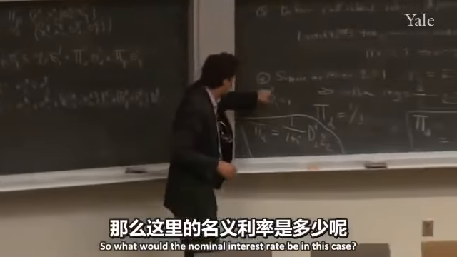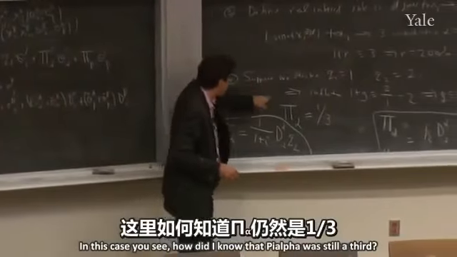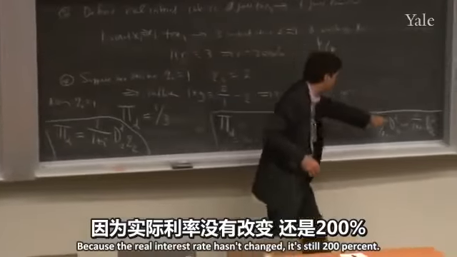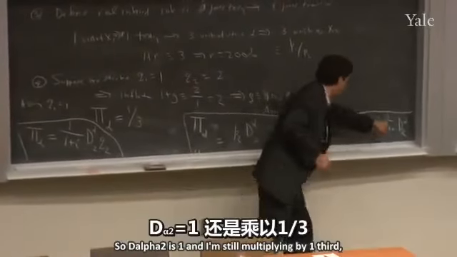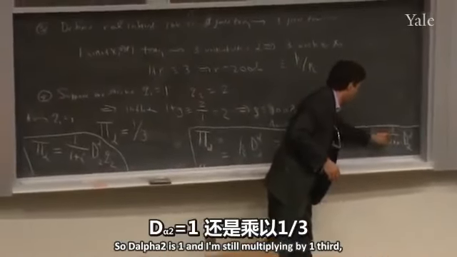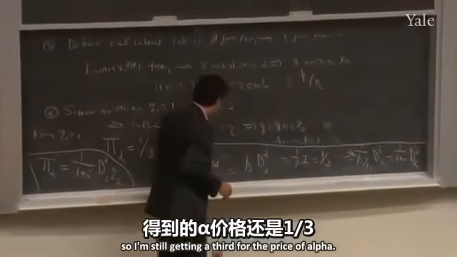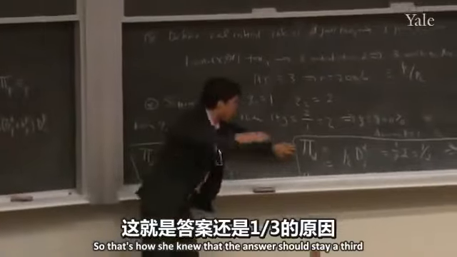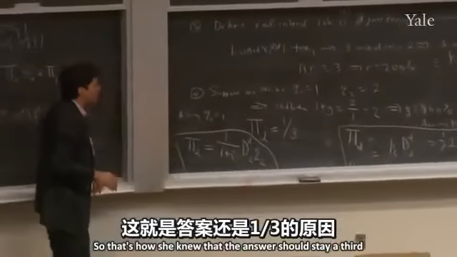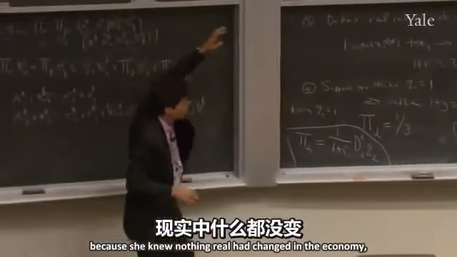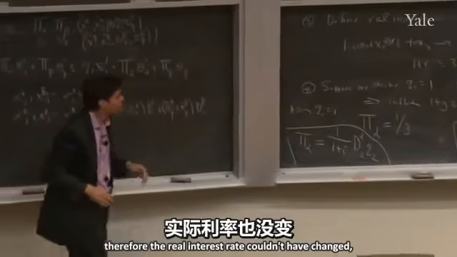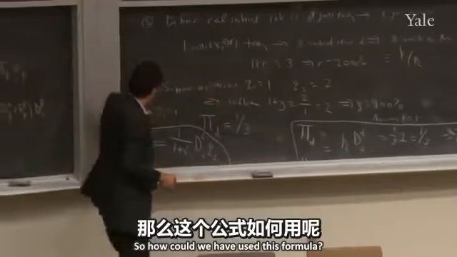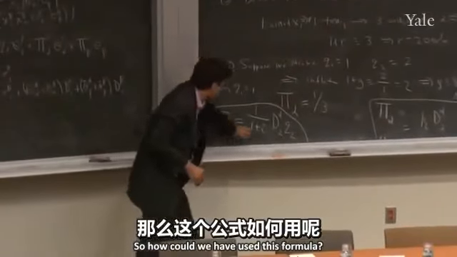Okay, so what would the nominal interest rate be in this case? In this case, how did I know the P alpha was still a third? Because the real interest rate hasn't changed. It's still 200%. So D alpha 2 is 1, and I'm still multiplying by 1/3, so I'm still getting a third for the price of alpha. Okay, so that's how she knew that the answer should stay a third, because she knew nothing real had changed in the economy, therefore the real interest rate couldn't have changed, therefore the price of the stock still had to be the same. So how could we have used this formula?